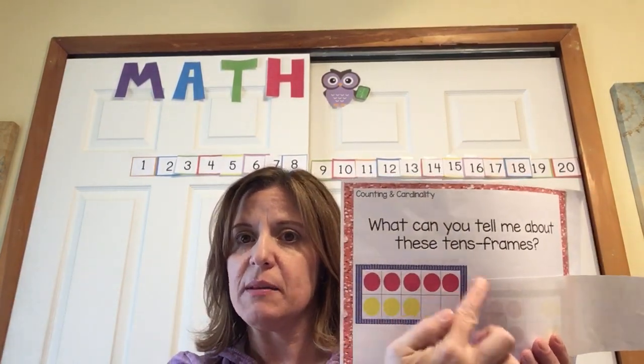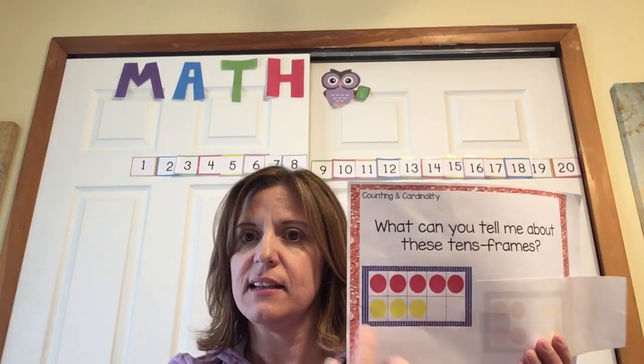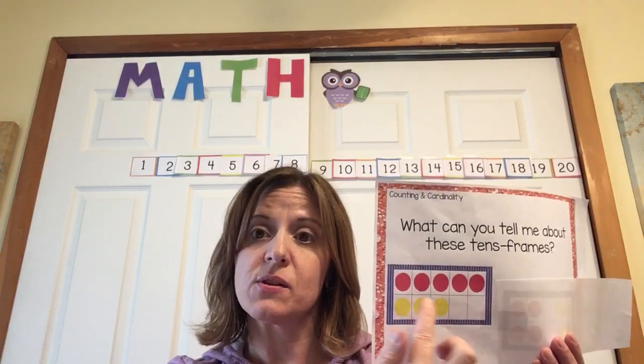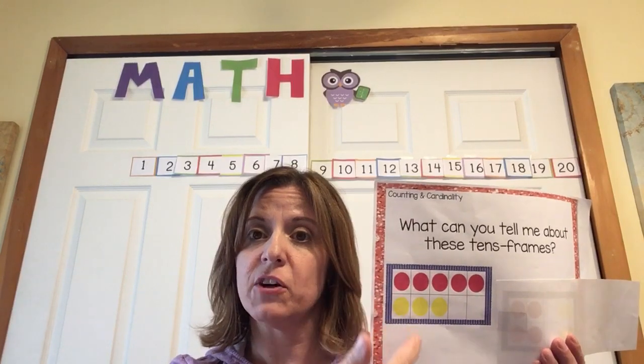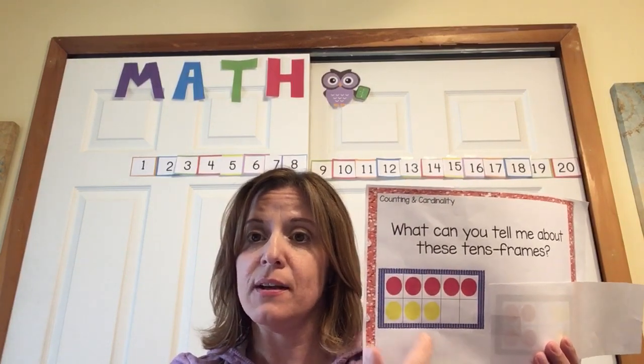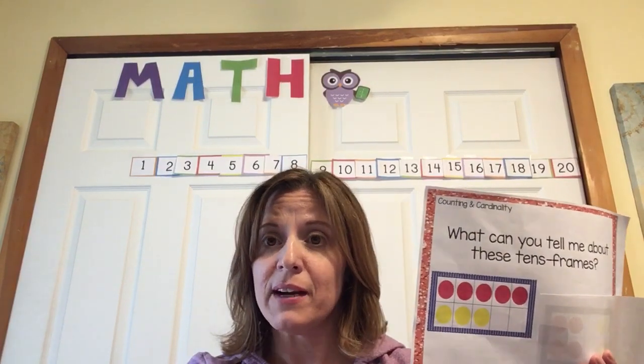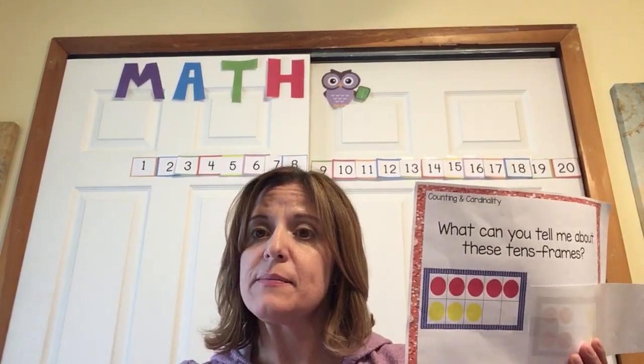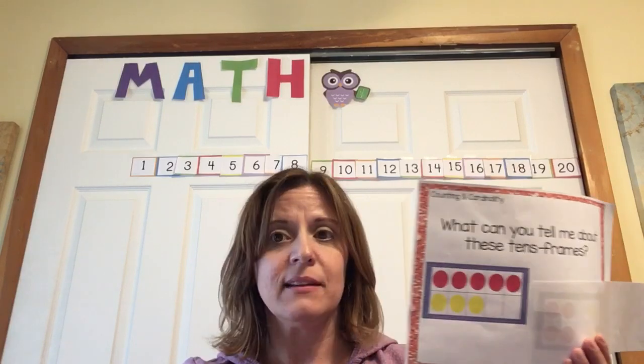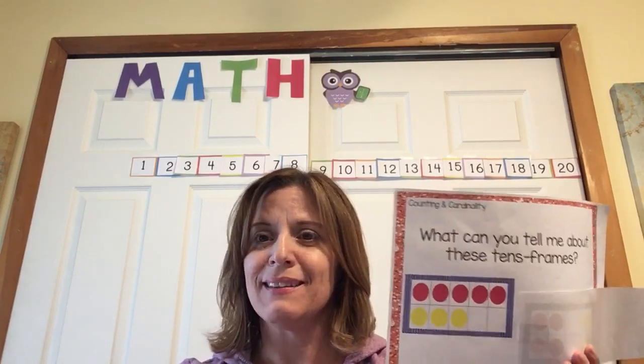And just to talk a little bit about the 10 frame, it's a rectangle with a horizontal line that goes across, and then we have the vertical lines going down. The words horizontal and vertical are great vocabulary words within our math programs. So again, you're talking about the vocabulary.